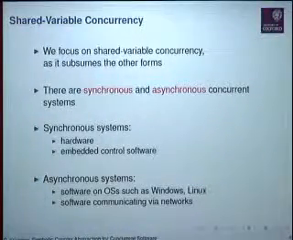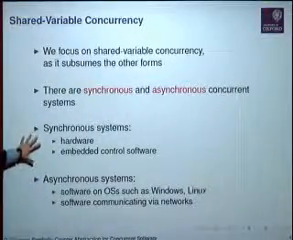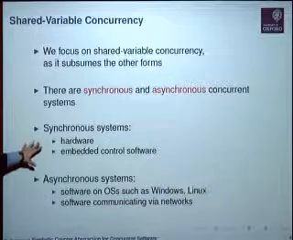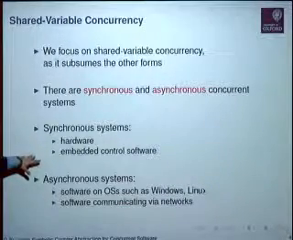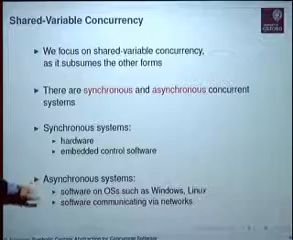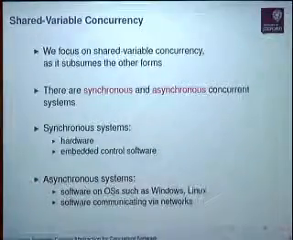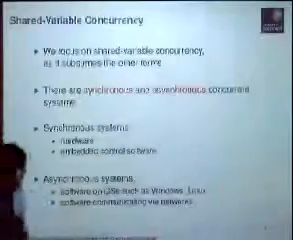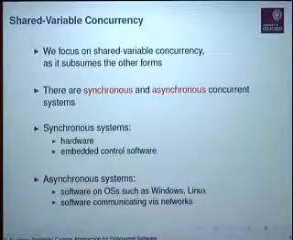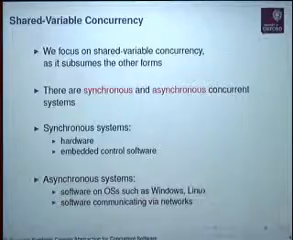So there's synchronous concurrency, which you normally find in very low-level systems, say at the hardware level or maybe in embedded control software. And then there's asynchronous concurrency, which is what you would normally find in what is called concurrent software running on a commodity operating system such as Windows. Okay, and also software that communicates via network is usually necessarily asynchronous because it's simply difficult to get synchrony over a distributed system. Okay.